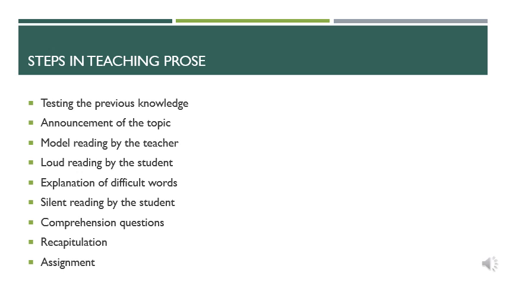The first one is testing the previous knowledge, that is nothing but motivation. Motivation is the first step, then announcement of the topic, model reading by the teacher, loud reading by the student, explanation of difficult words and paragraph, reading silently by the students, comprehension questions, recapitulation or review, and home assignment. So these are the steps which we have to follow.